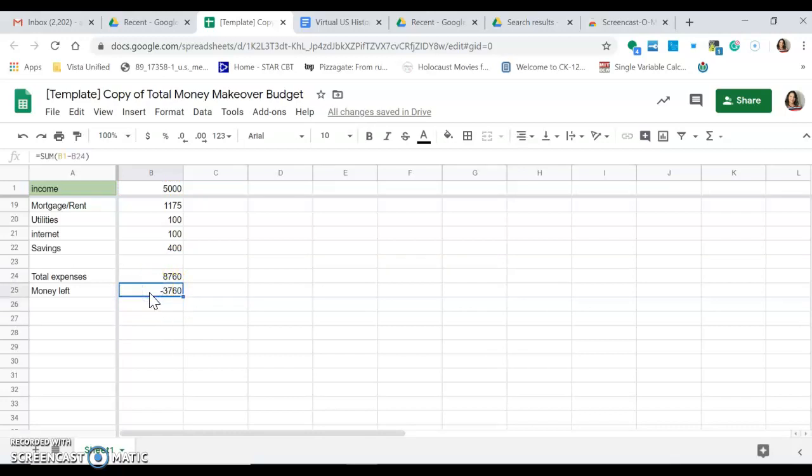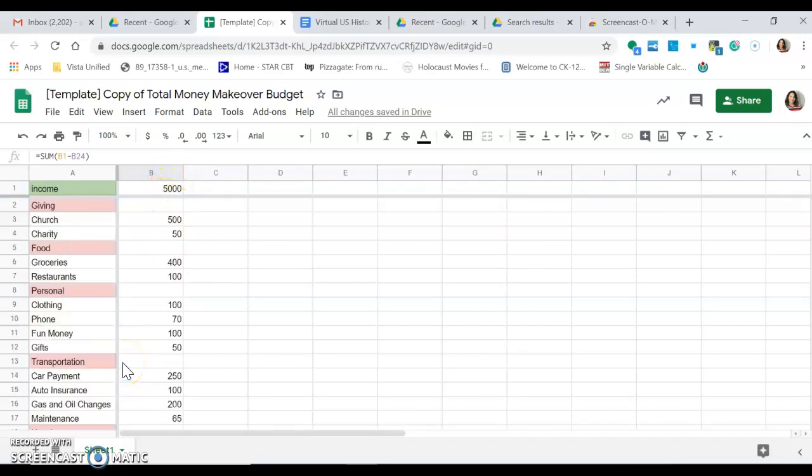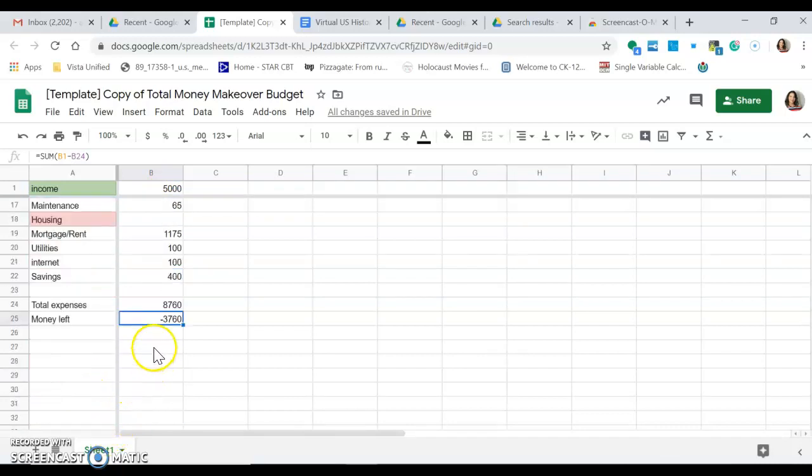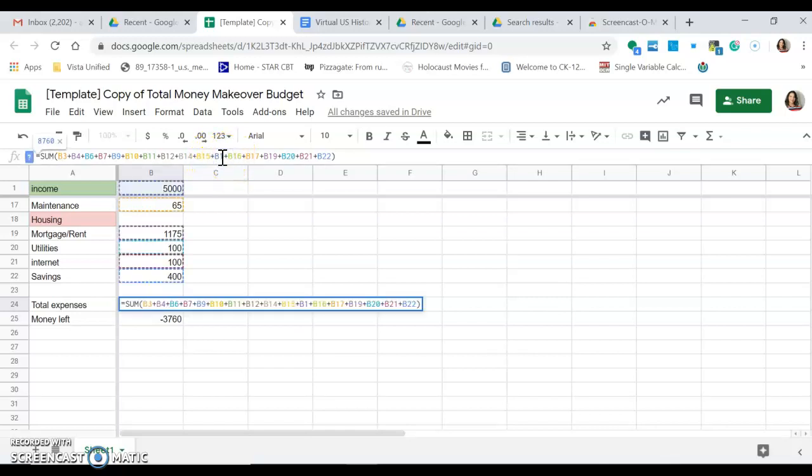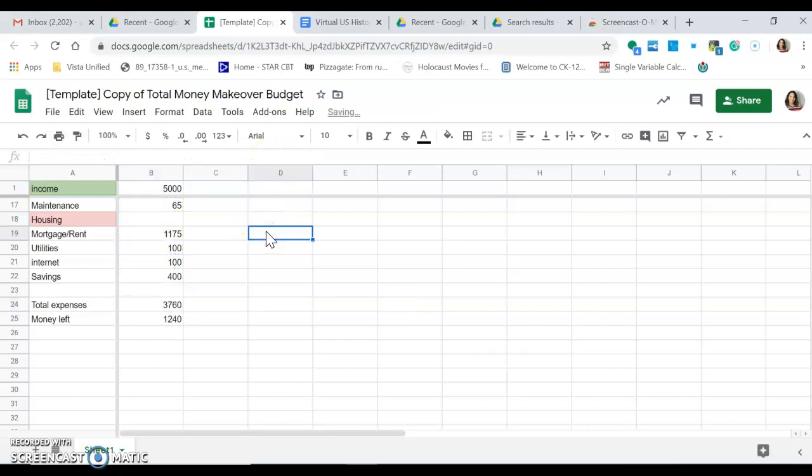Why do I get a negative number? Okay, let me fix this. Okay, what did I do wrong? There's something wrong here because it's not right. So let's go back through. B3, I added all these up. Let's see if I added something twice. Oh, see, I added B1 twice. So I'm going to click right there, and I'm going to backspace, and then it should work out.